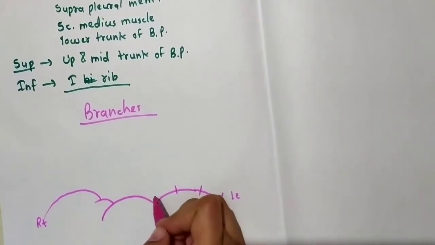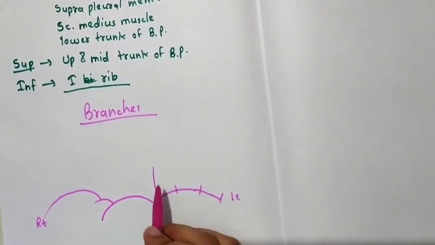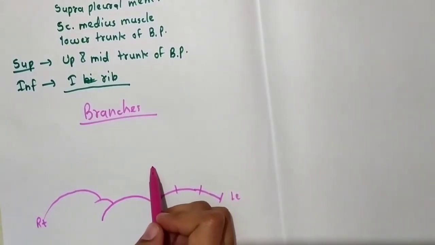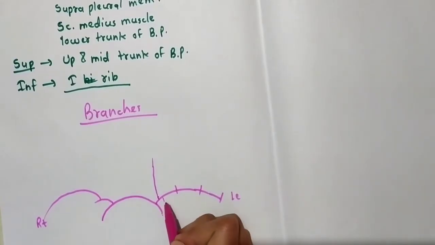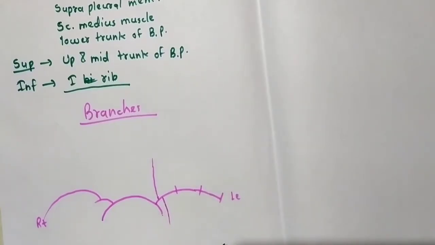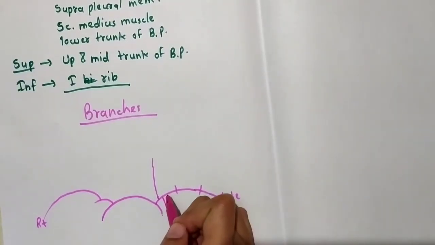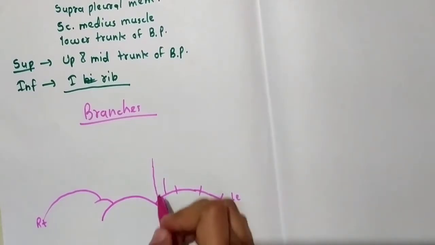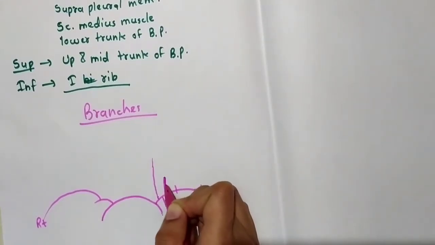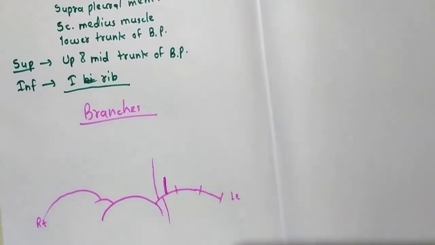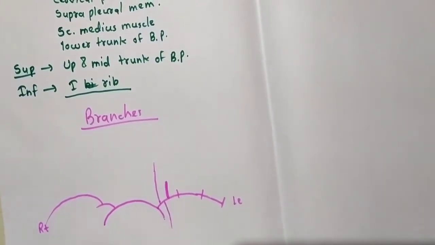From the first part, the first branch is the vertebral artery, which goes up through the vertebrae and supplies the brain. Then there is the internal thoracic, which goes down towards the thorax and supplies the mammary gland. Now there is one trunk known as the thyrocervical trunk. Then there is the costocervical. There is one thing about this costocervical. I will label all these arteries.